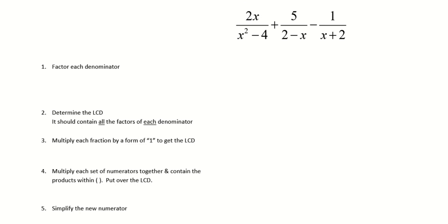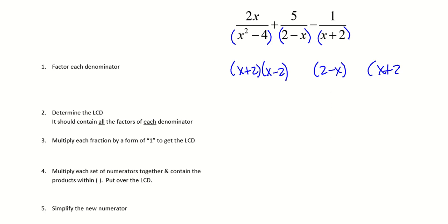So here I have three fractions together, and I am both adding and subtracting. And we're going to start by factoring each denominator. So I've got x squared minus 4, which is x plus 2 times x minus 2. I have this denominator, 2 minus x, and then I have this denominator, which is x plus 2.